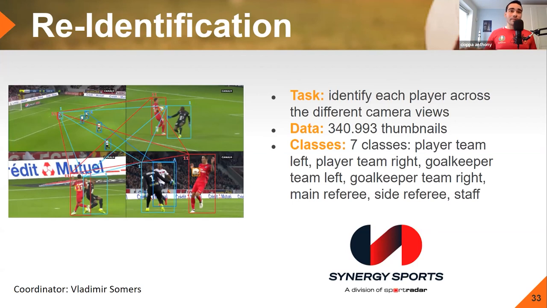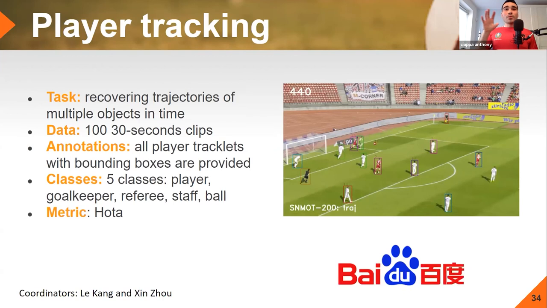So for the final task now, from the 12 game, we annotated all player tracklets. This task is particularly useful when you want to assess the performance of players separately. The true name of the task is multiple object tracking, or MOT, if you're familiar with it. So basically, it's trying to recover all trajectories.